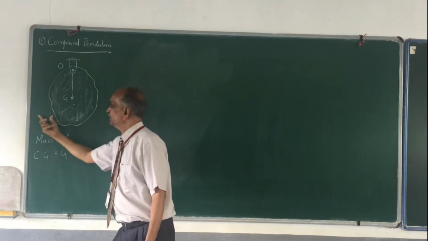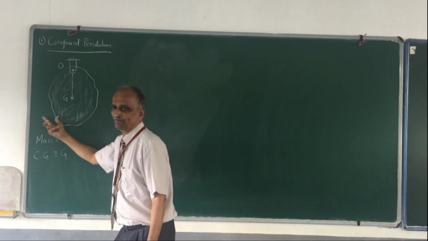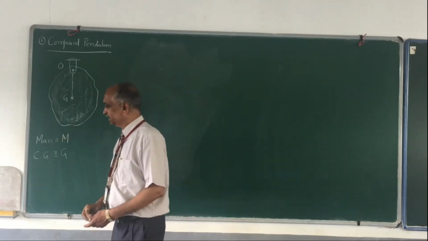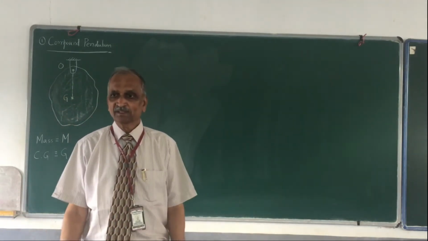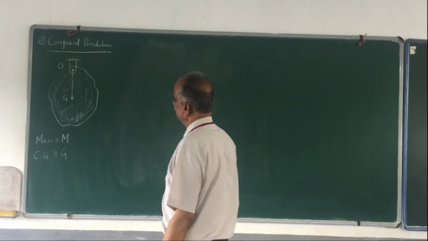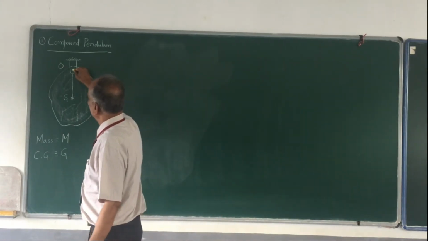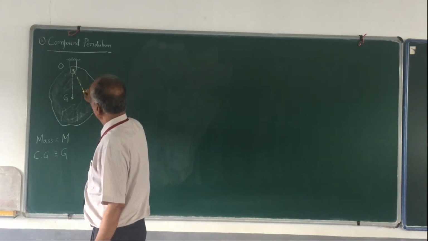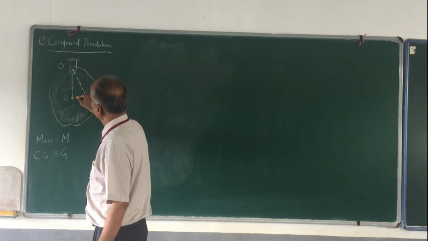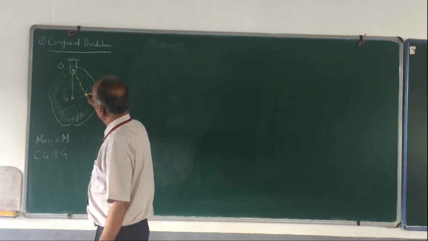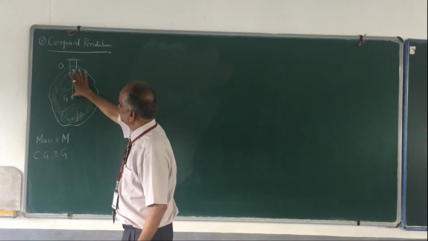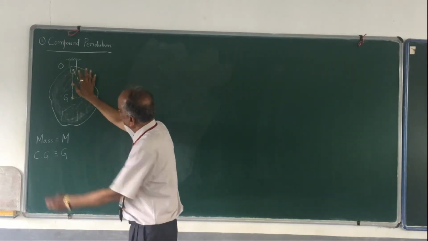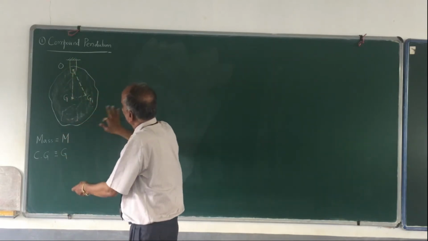Then this body is going to oscillate. Now when it is oscillating, arrest it at some position. Let me assume that my OG line is somewhere here. So this is my new position of G. This OG has come here, and accordingly the body has come something like this.